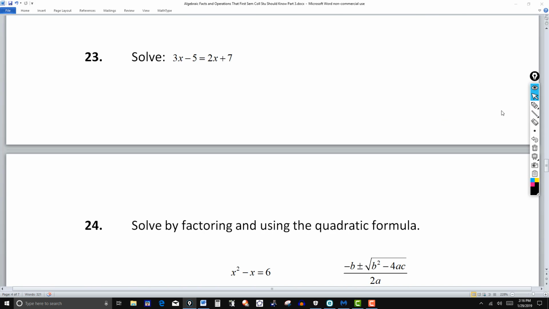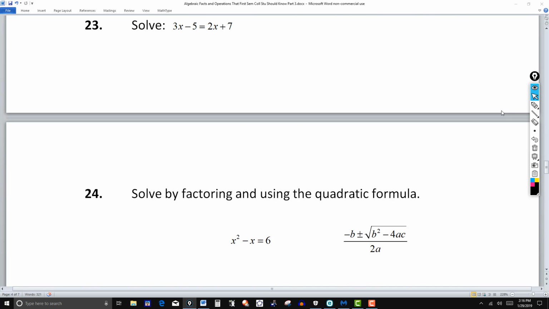Okay, the next problem, solve by factoring and using the quadratic formula. Okay, this is a quadratic equation, I should say. And generally a quadratic equation is one that has this type of look: ax squared plus bx plus c is equal to 0.